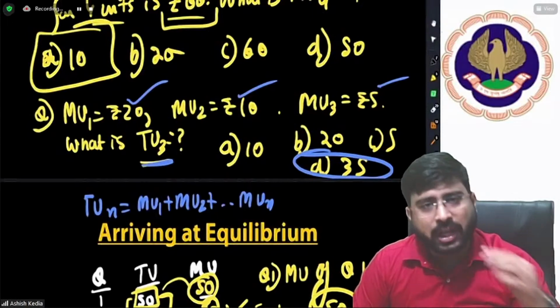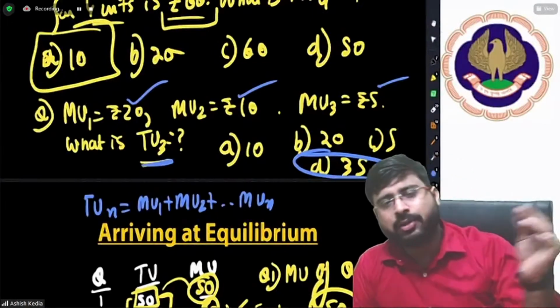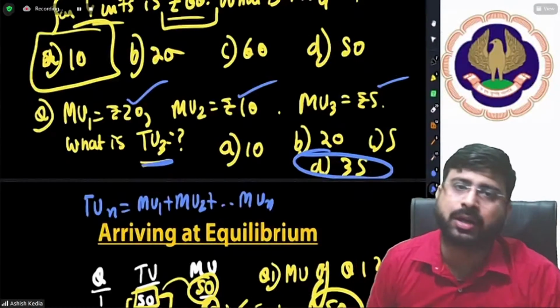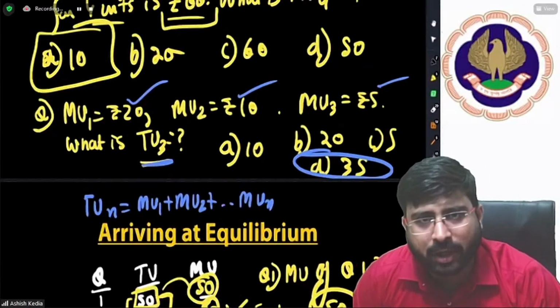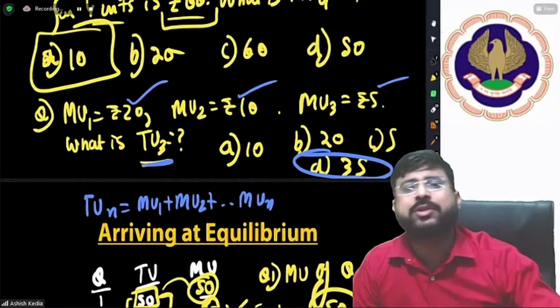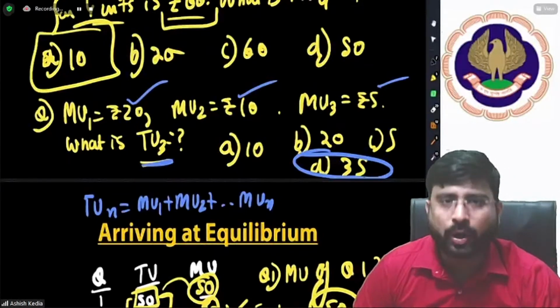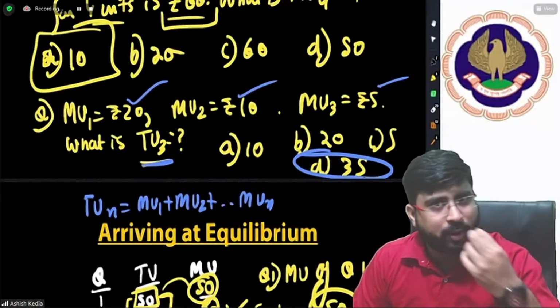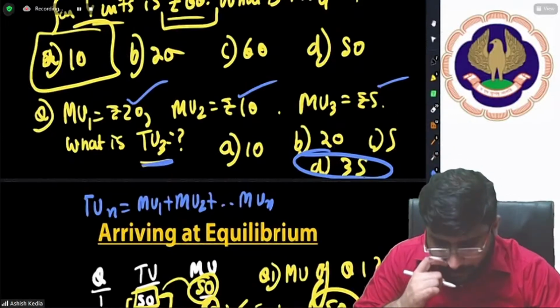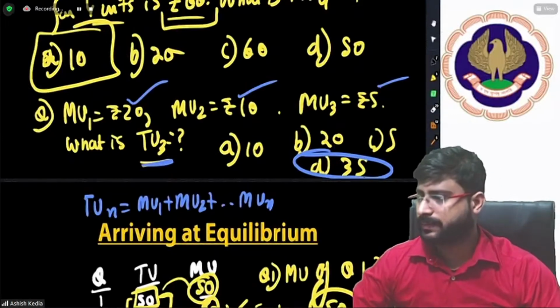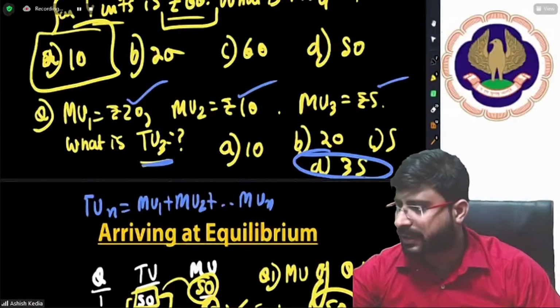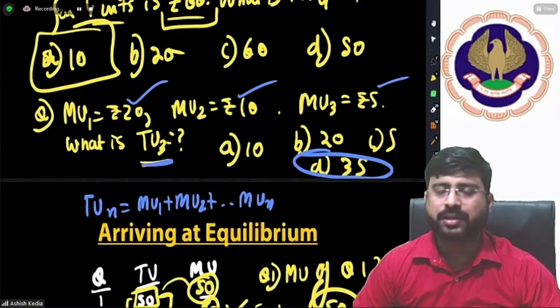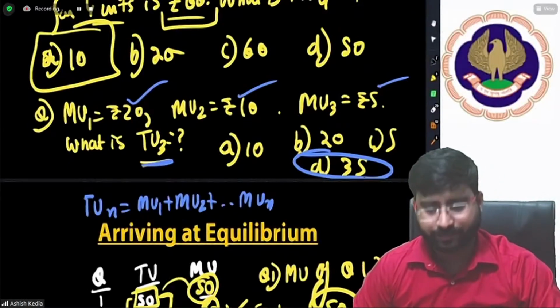Right. So for TU at a particular level, you add MU up to that particular level. So here we get it as 35. Correct answer. Got it, sir.